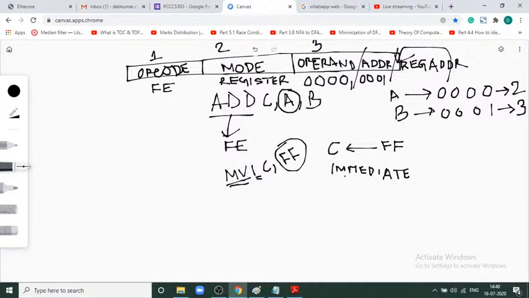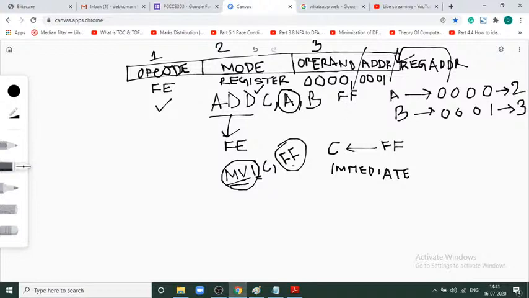Whenever I should represent this instruction MVI C, FF, first I need to find out the opcode of MVI. I should write it down in the opcode field. Then in the mode field I should write immediate. And then in the third field, which is my operand field, which operand is required here? FF. Is it directly specified? Yes. So in the operand field I should write FF.